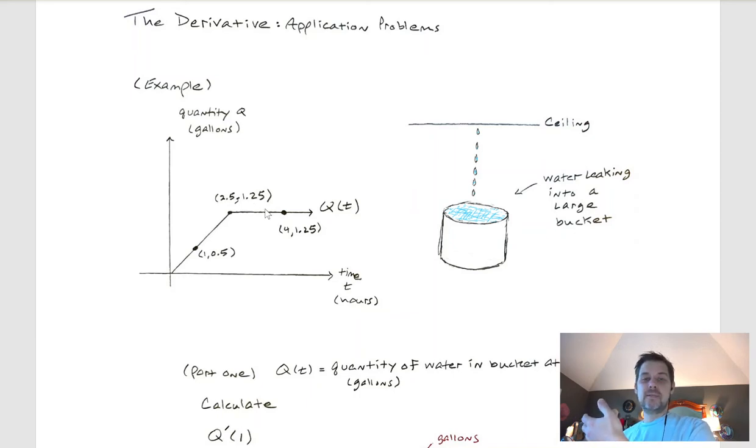and so on. And it kind of looks like water's leaking into it right here. And then we get to that point and the leak stops and the bucket remains as full as it is at that point in time. So that's why at the 4 hour mark, the bucket's still just sitting there and it still has 1.25 gallons of water in it. All right, so that's the function that we're given, Q of t, Q being the amount of water in the bucket at time t, okay?